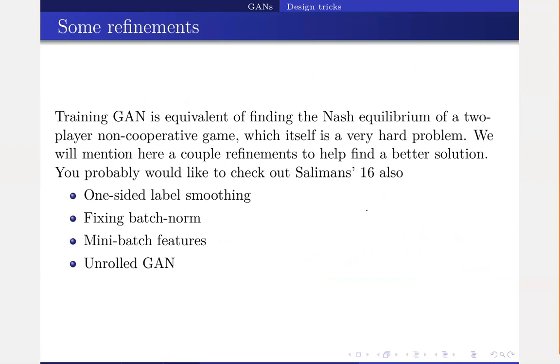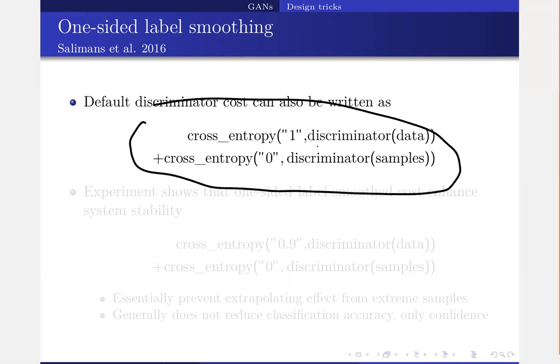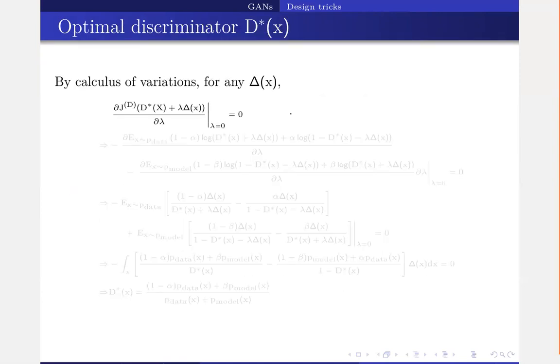So let's talk about some other refinements. One refinement is one-sided label smoothing. One side in the sense that, if you think of what we did in the loss function, I can rewrite the discriminator loss function in this form. If the input is from the true data, then the loss will be computing the cross entropy of a delta function with one. I want to say it's not quite clear, so maybe it's clearer on this slide. What I want to say is something like that.